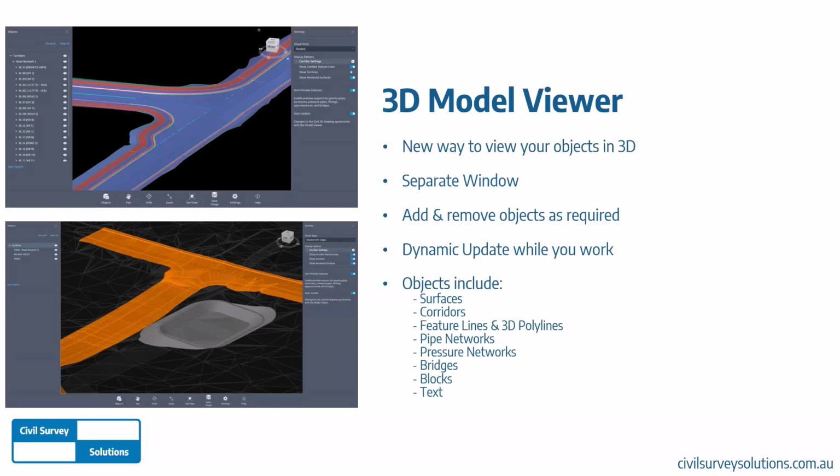It is limited to 3D objects, so it's only going to be things like surfaces, corridors, feature lines, 3D polylines, pipe networks, pressure networks, bridges if you've done them, and a couple of basic AutoCAD elements. Blocks will come through because they can have a Z value, and same with text, interestingly. But they obviously have to have an elevation, because if you put them in and they're at 0, then they come flat. So let's go and have a look at the model viewer.